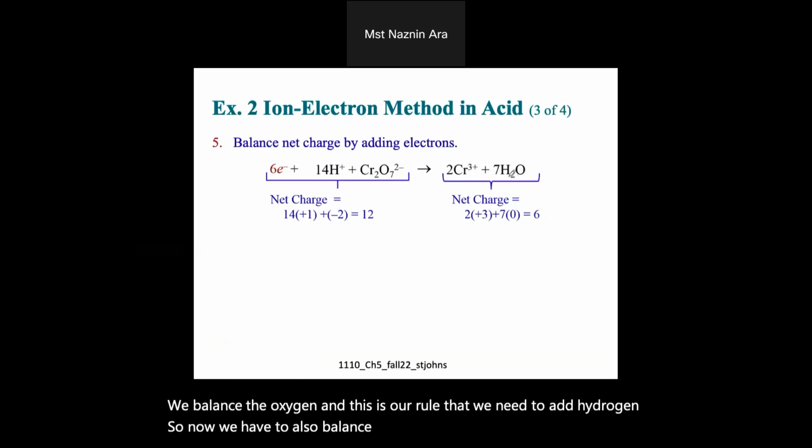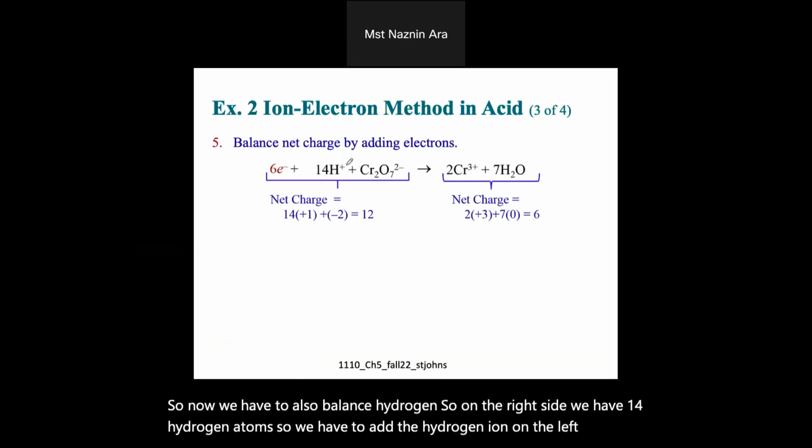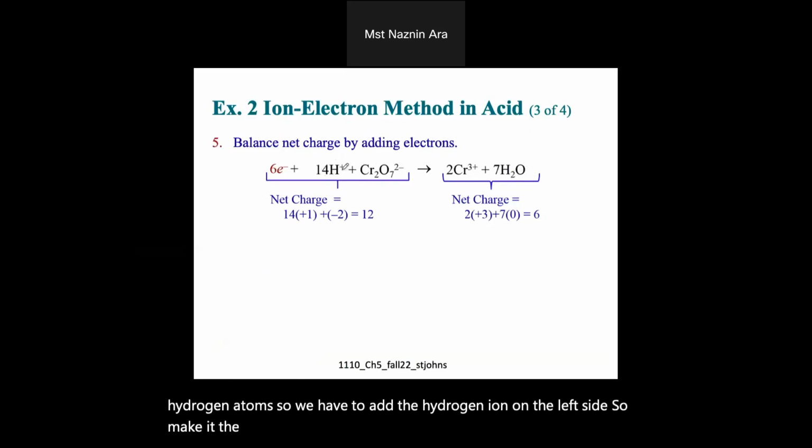So on the right side we have 14 hydrogen atoms, so we have to add the hydrogen ion on the left side, so make it the same hydrogen. And what was our next rule?